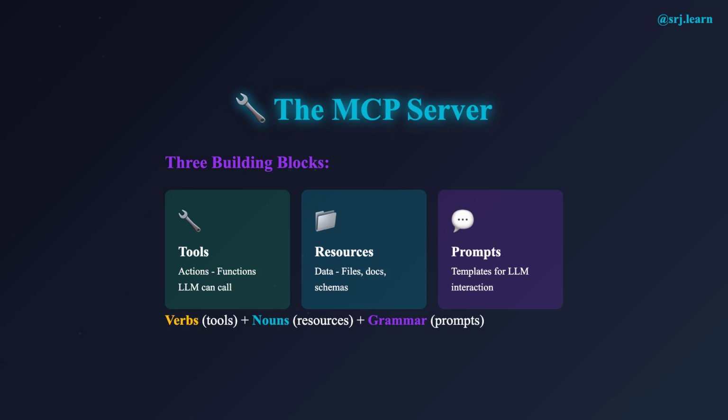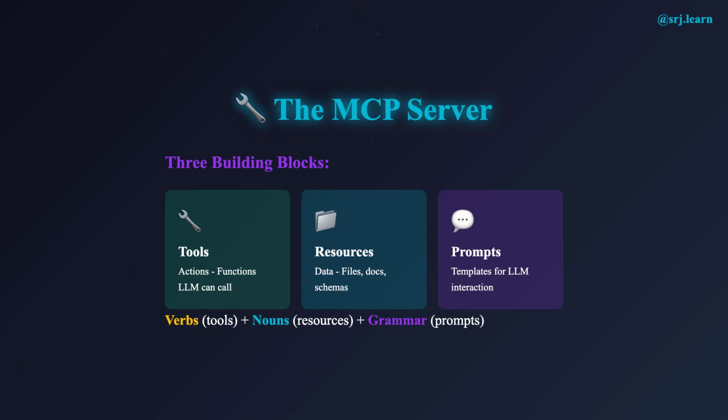Third, prompts. Prompts are interaction templates that guide LLM behavior. They're like reusable prompt engineering patterns. You can define prompts with variables that get filled in at runtime, creating consistent, optimized interactions.